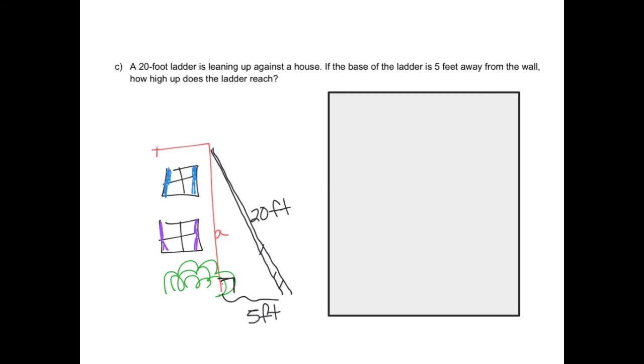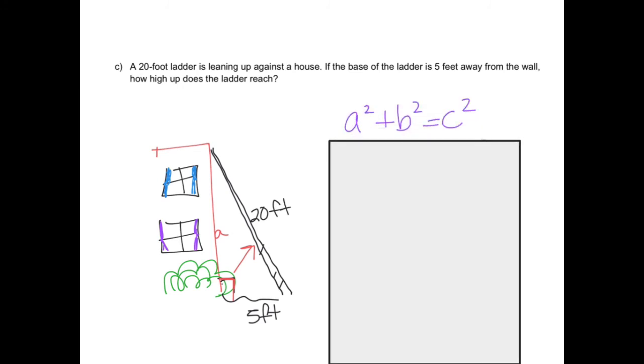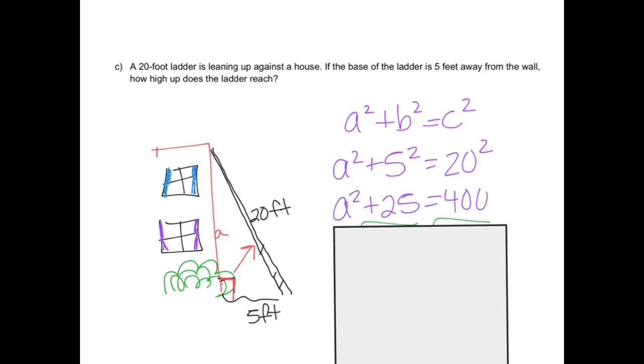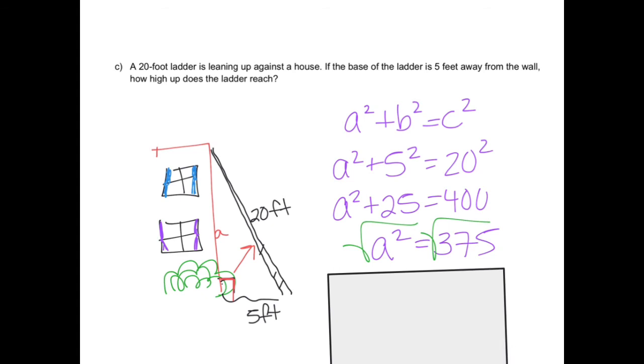C is my 20 feet because that is the side that is opposite the right angle that is created with the house and the wall. So we're going to use our Pythagorean theorem. The 20 goes in the location for the C, for the hypotenuse. Plugging in the 5 for B, I get a squared plus 25 equals 400. Subtracting, we need to square root 375 to find the actual value for A and how high the ladder reaches.